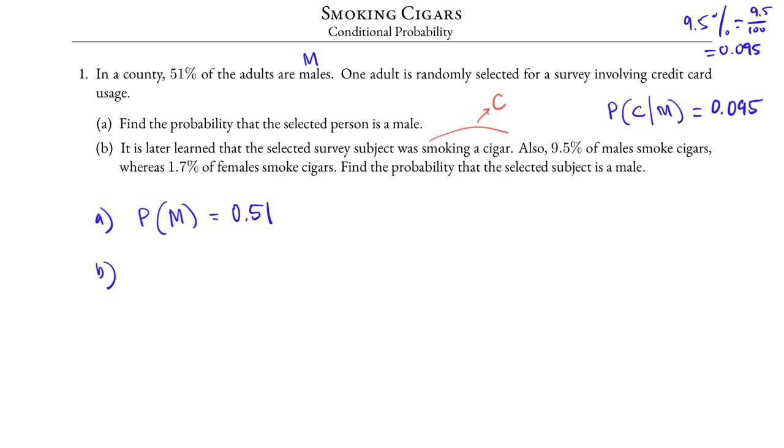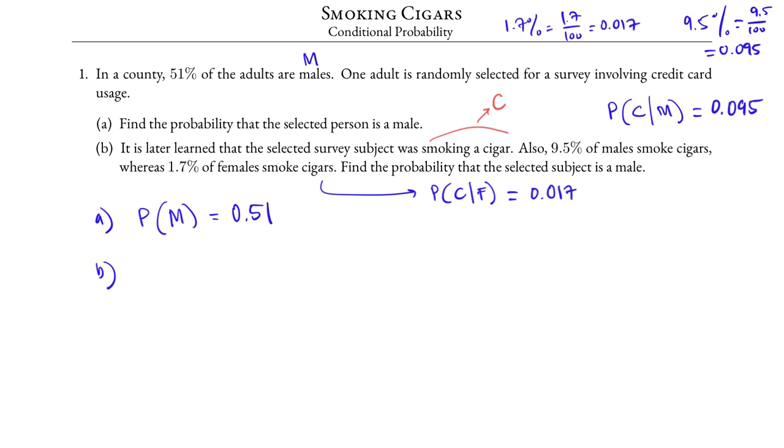Similarly, 1.7% of females, so out of all of the females, 1.7% of them smoke cigars, and that itself is a conditional probability as well. This is the probability that the person smokes cigars given that that person is a female, where we use M for male and F for female. So this is 0.017, because 1.7% is 1.7 divided by 100, or 0.017.